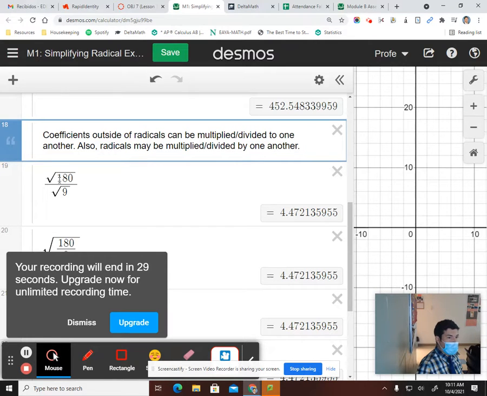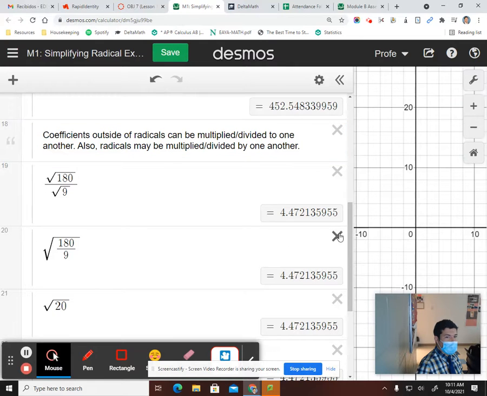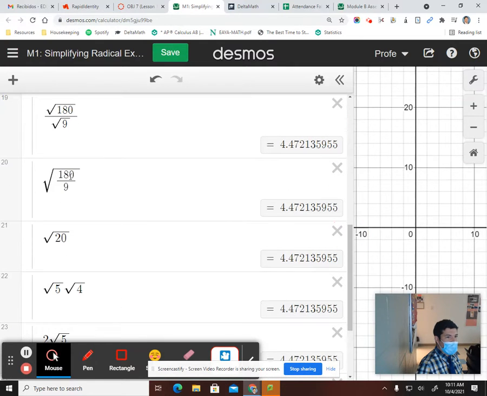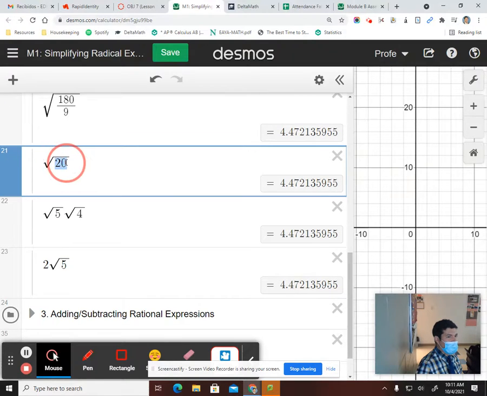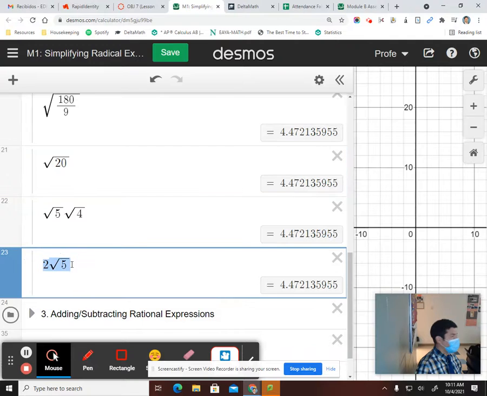However, square root of 180 divided by square root of 9 is equal to the square root of 180 over 9. In other words, that's the square root of 20. Then I can go back to my first lesson, factor the square root of 20, which is the square root of 5 times the square root of 4. I chose a perfect square right there. So square root of 4 is 2. Final answer, 2 root 5.